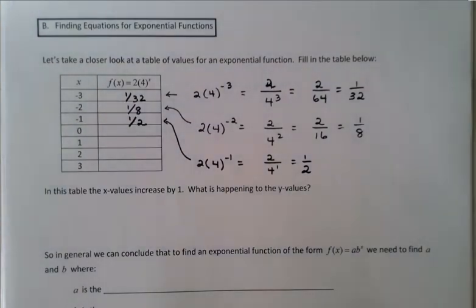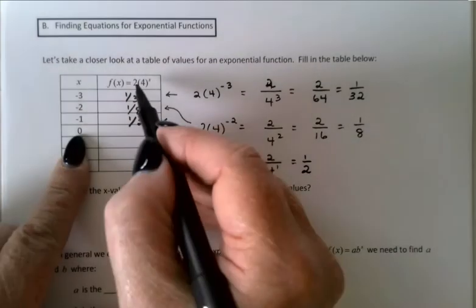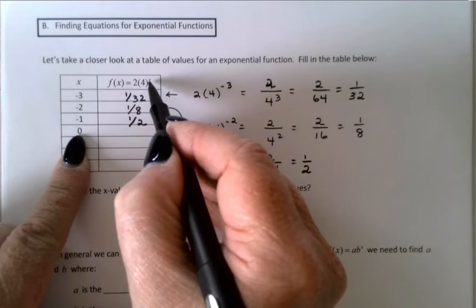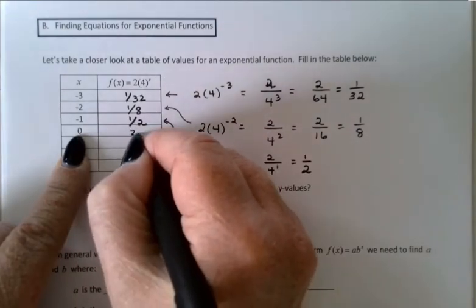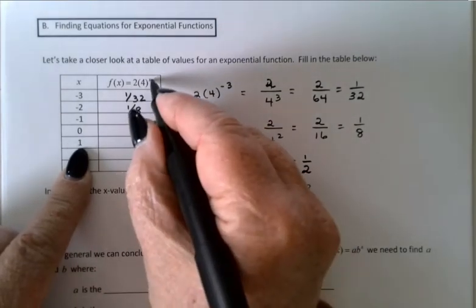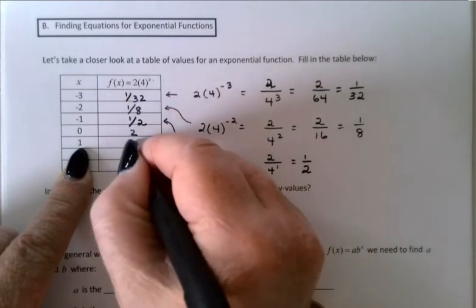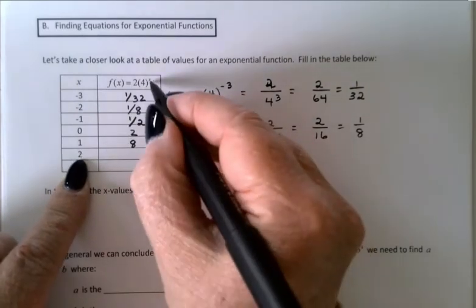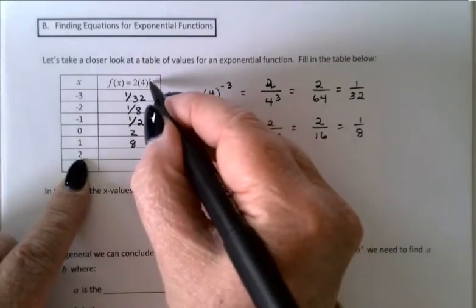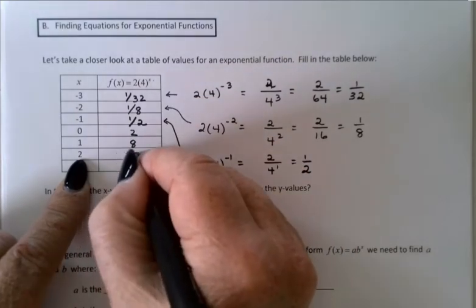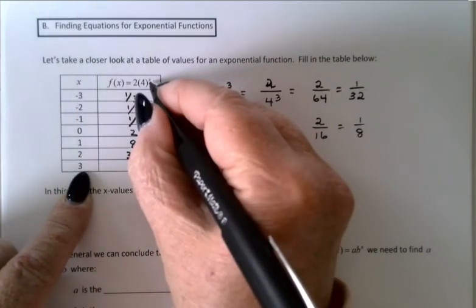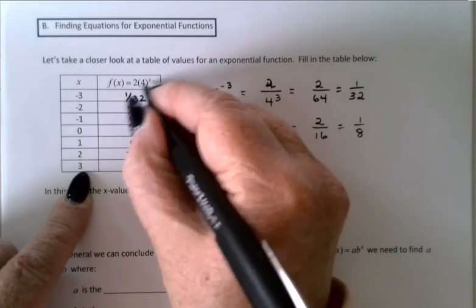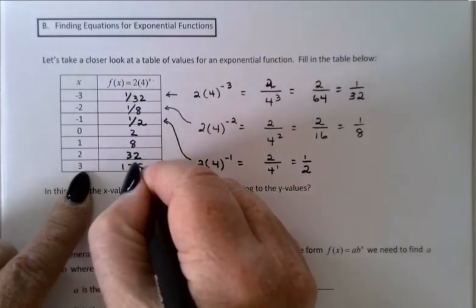After that, it gets a little easier to do mentally here. 4 to the 0 would be 1. 2 times 1 is 2. 4 to the first is just 4, so 2 times 4 would be 8. 4 squared is 16, times 2 is 32, and 4 cubed is 64. Doubling that would give me 128.